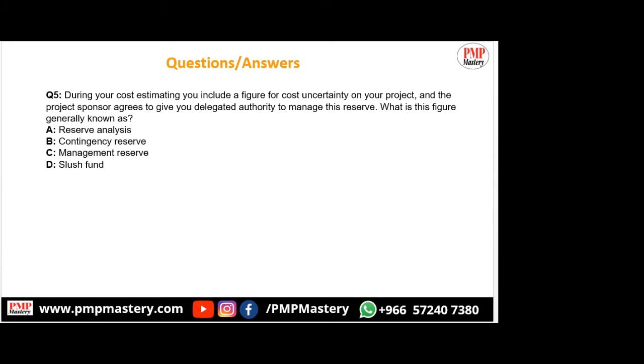During your cost estimating, you include a figure for cost uncertainty on your project, and the project sponsor agrees to give you delegated authority to manage this reserve. What is this figure generally known as? Option A, reserve analysis. Option B, contingency reserve. Option C, management reserve. And option D, slush fund.